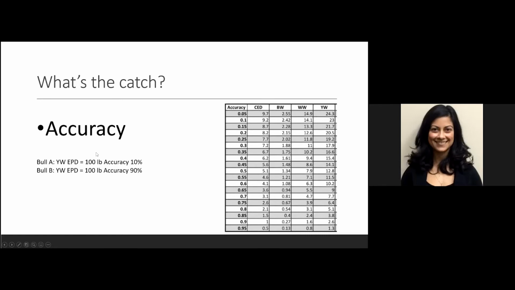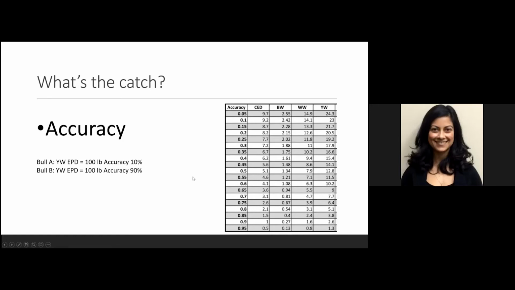So I have an example here again. Now we have Bull A, yearling weight EPD of 100 pounds. Bull B, yearling weight EPD of 100 pounds also. But look at the difference in the accuracy of these two animals. So I'm going to show you what is called the possible change table. This is the possible change table. It's available for all the traits that you have EPDs for. I've just screenshotted a small portion of it so that it's not overwhelming, but this is what I want to show you. So this yearling weight EPD of 100 pounds at 10% accuracy.